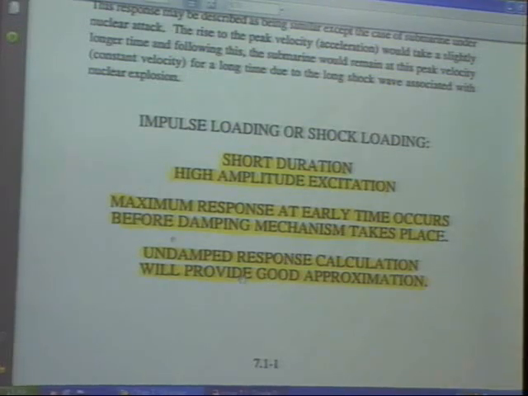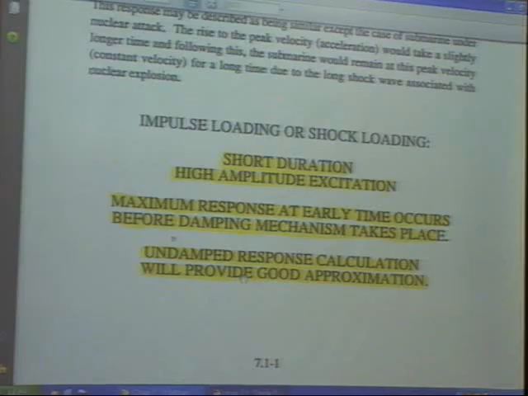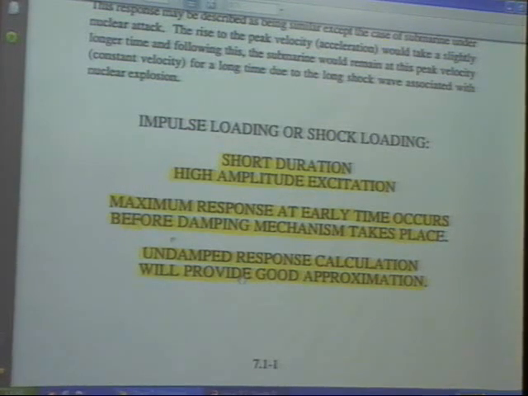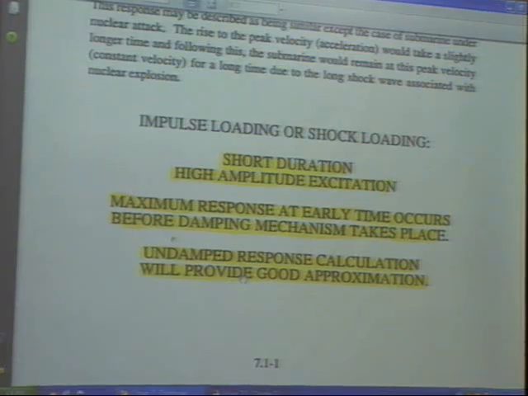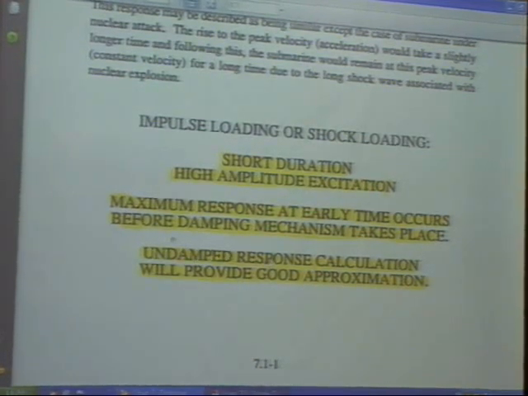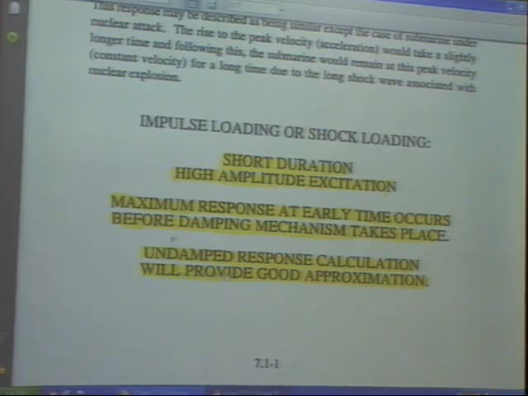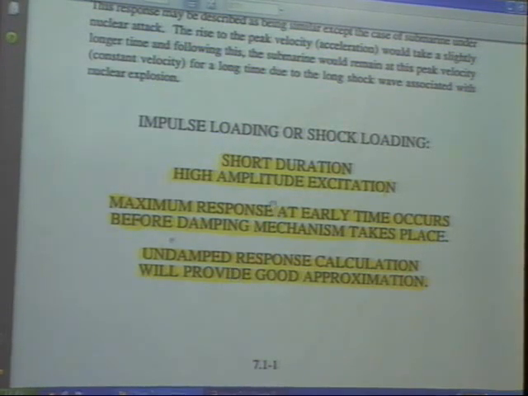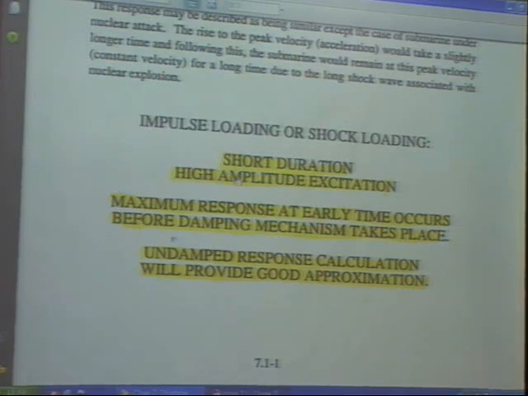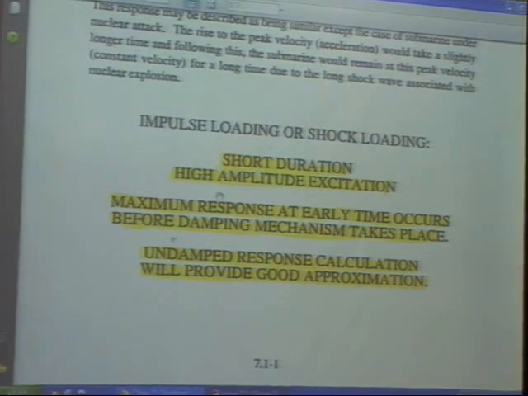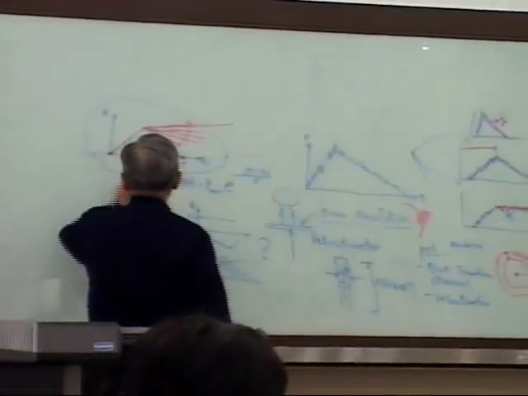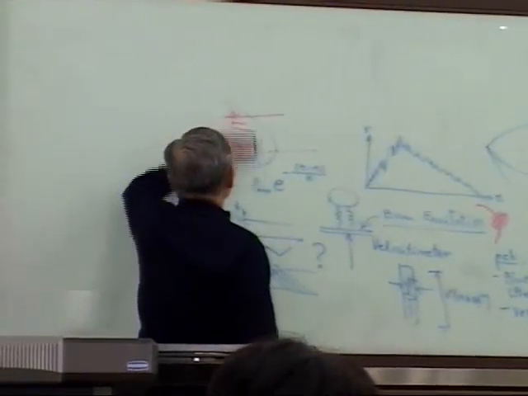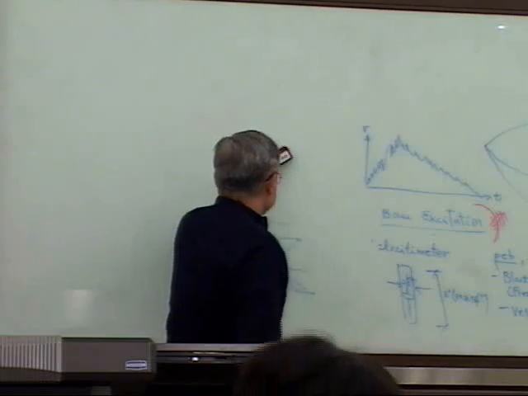Then the bubble comes in like half a second later. Of course, at that time, all the damping mechanism in the system wakes up, then contributes to reduce the response. Undamped response calculation will provide a good approximation for such a short duration, high amplitude excitation. And another good thing, I don't know whether it's a good thing or bad thing, you judge.